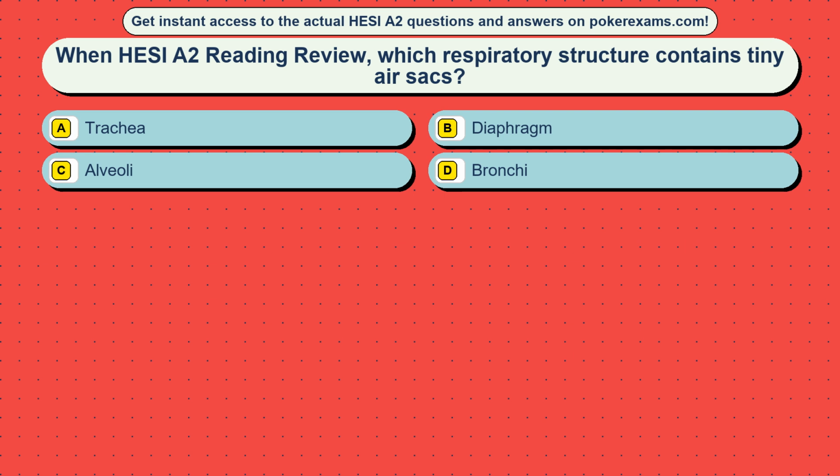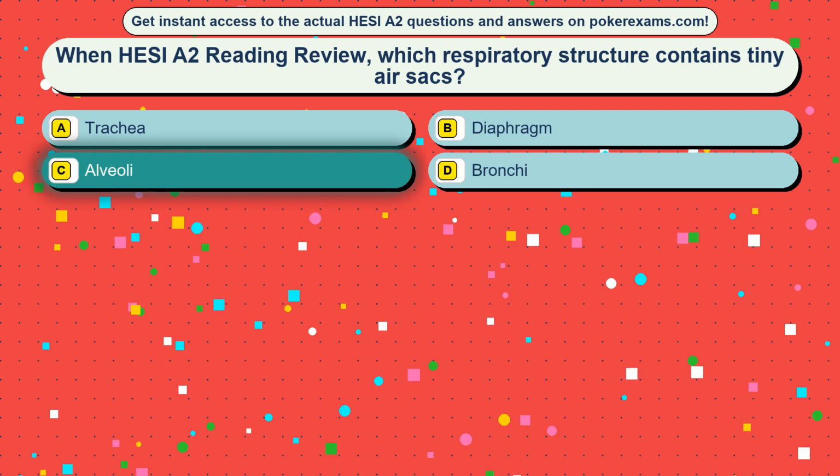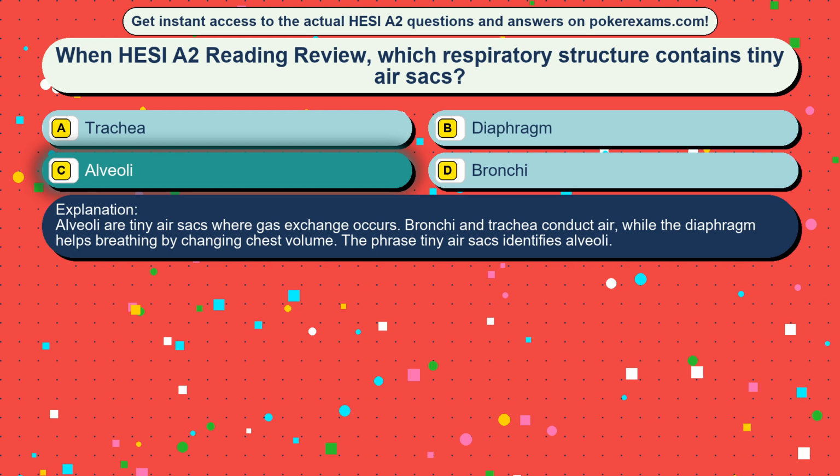Option A, trachea. Option B, diaphragm. Option C, alveoli. Option D, bronchi. The correct answer is option C, alveoli. Alveoli are tiny air sacs where gas exchange occurs.